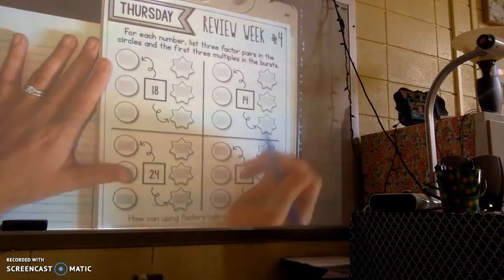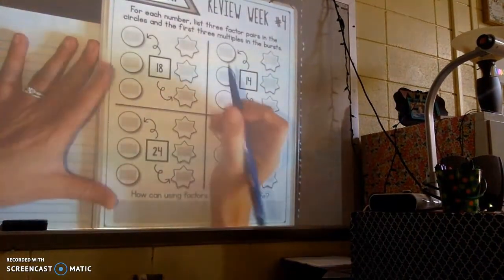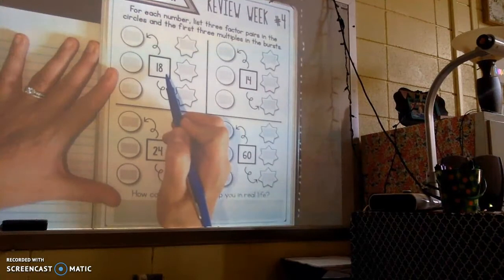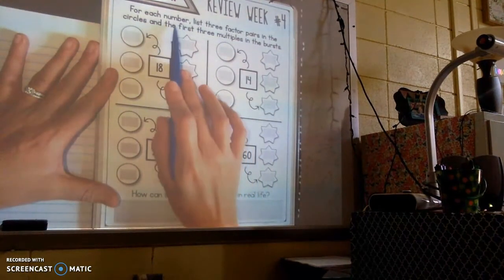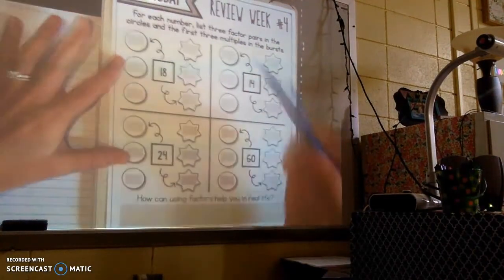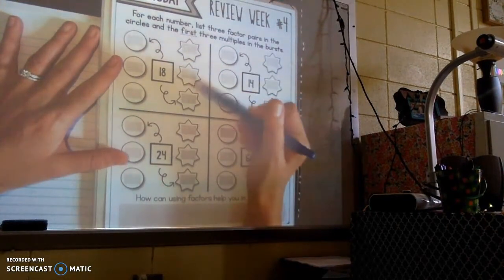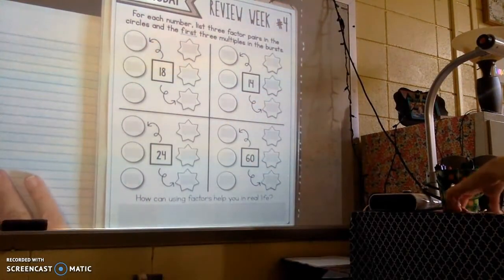We're working with factors and multiples today. This is review from last year in 4th grade. We're going to start out with the number 18. My directions say for each number, list 3 factor pairs in the circles and the first 3 multiples in the bursts. So read those directions carefully.